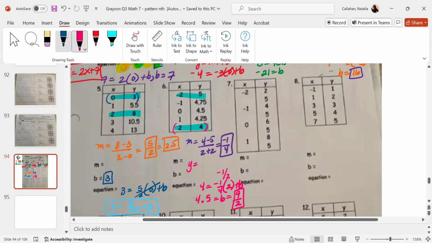Y is equal to negative 1 over 4x plus 9 over 2.